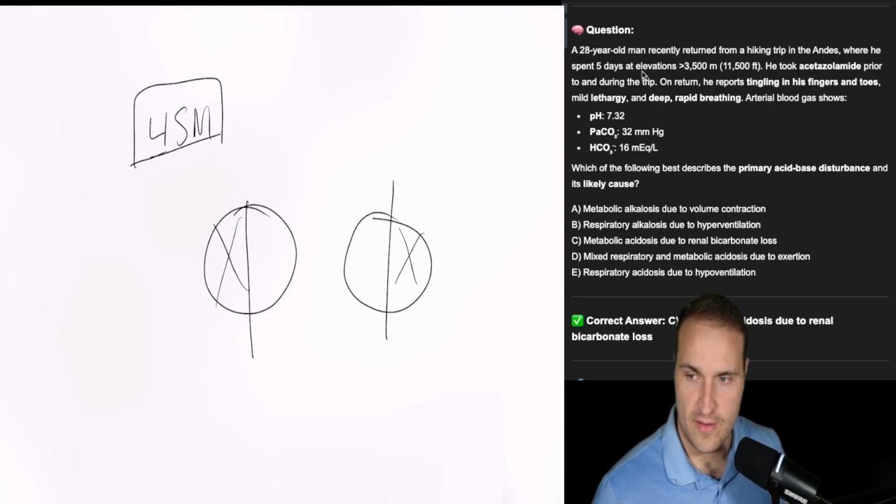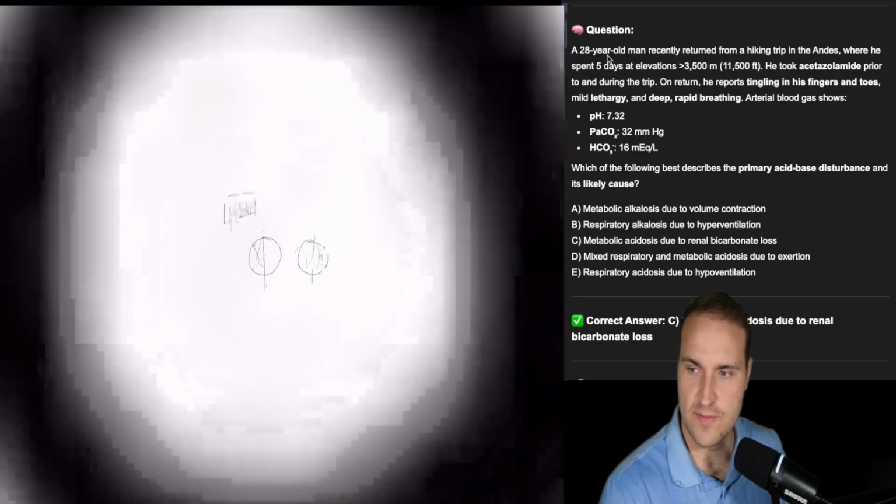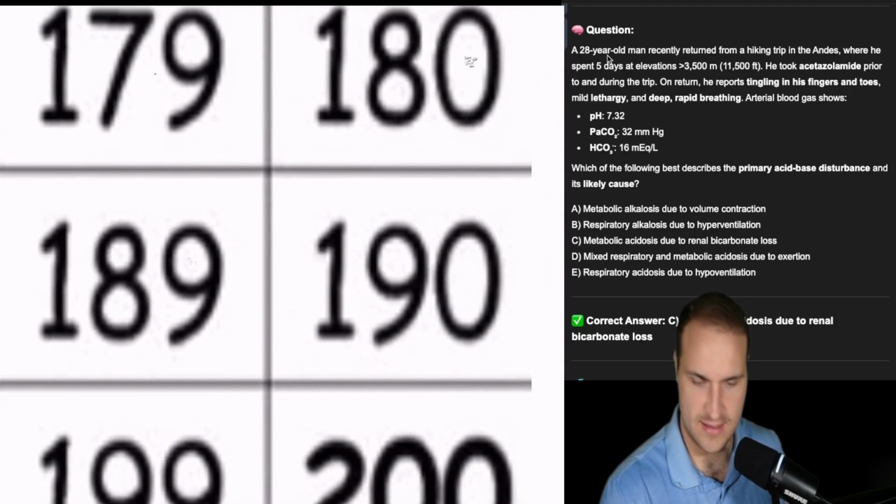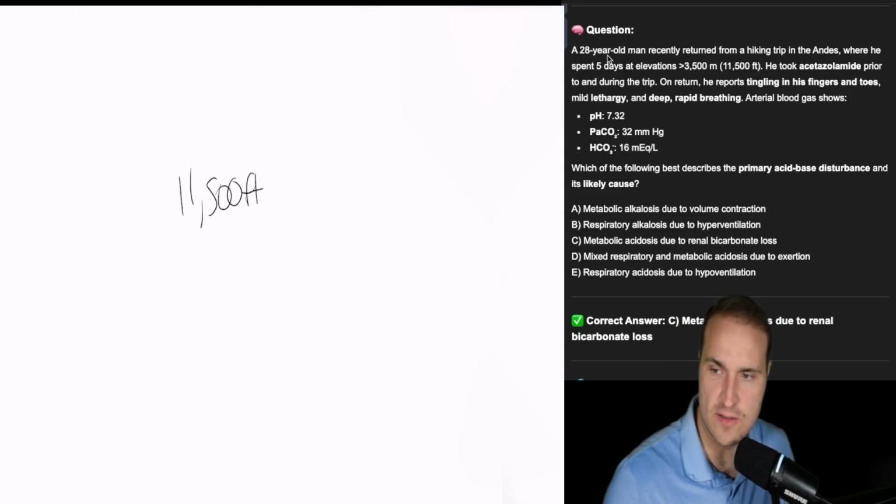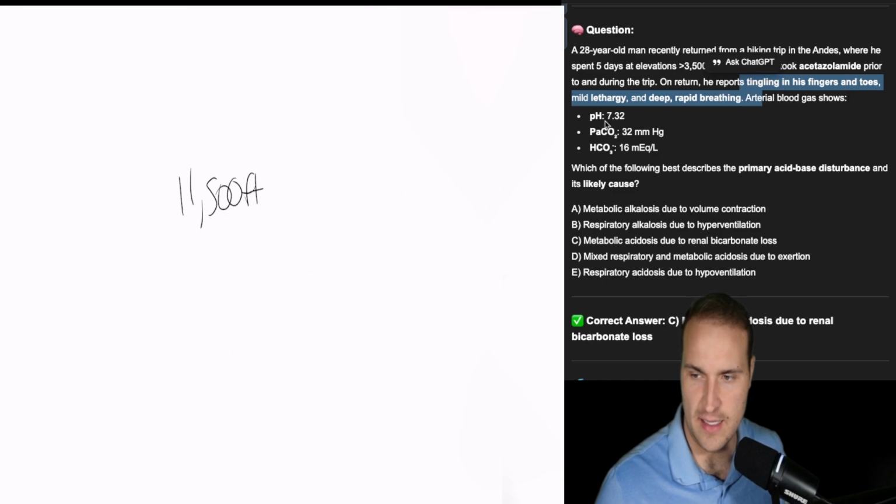Horner syndrome. All right, in this question we have a 28-year-old man recently returning from a hiking trip in the Andes. He's super high up there, and he took acetazolamide before going. Now he's got tingling and acidic pH, PaCO2 is at 32, bicarbonate 16. What's the primary acid-base disturbance?